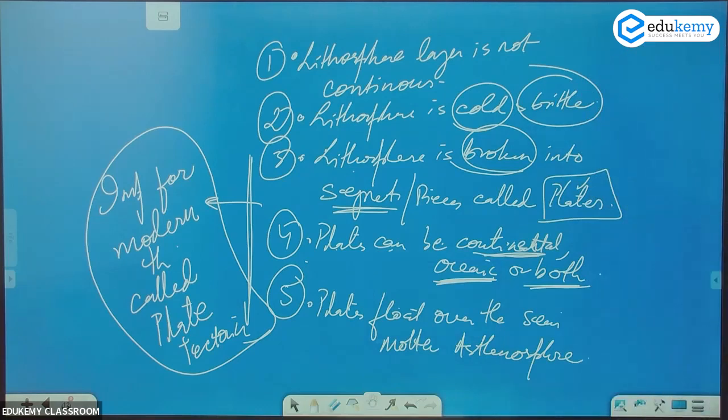Lithosphere is not continuous. Lithosphere is cold and brittle. It is broken into plates. Plates are continental, oceanic, or both, and plates float over the asthenosphere.